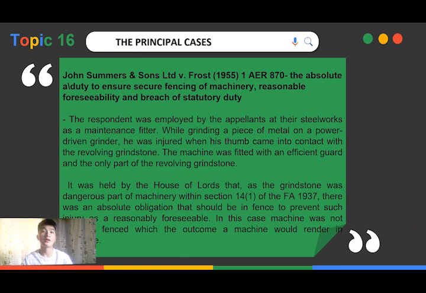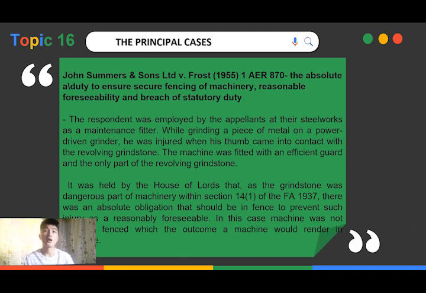It was held by the House of Lords that as the grindstone was a dangerous part of machinery within Section 14(1) of the FA 1937, there was an absolute obligation to prevent such injury as was reasonably foreseeable. In this case, the machine was not securely fenced, with the outcome that the machine would be rendered unusable.